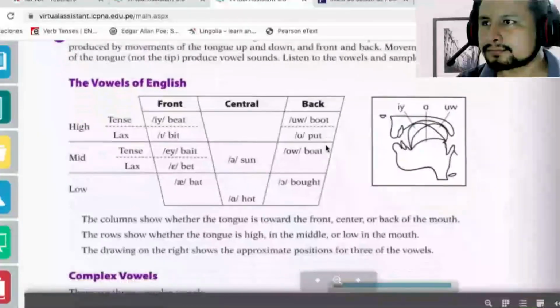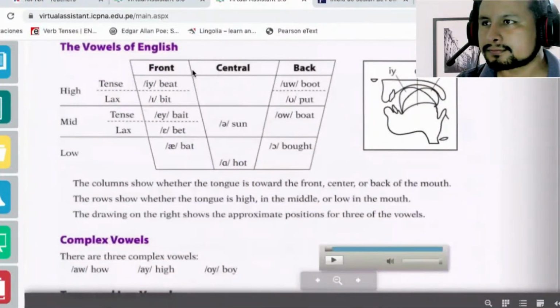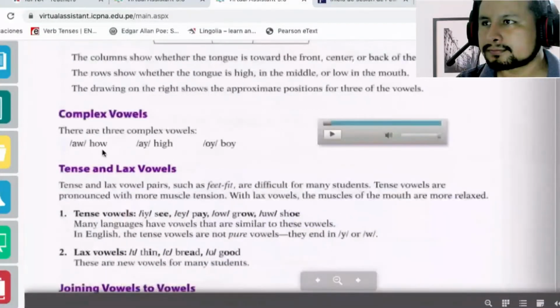That's what you have here. In this chart, on this first chart, you can see the 11 sounds. 1, 2, 3, 4, 5, 6, 7, 8, 9, 10, and 11. Okay, and 3 more that are called complex vowels.